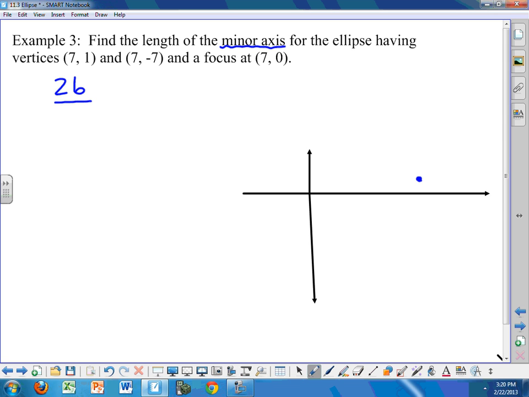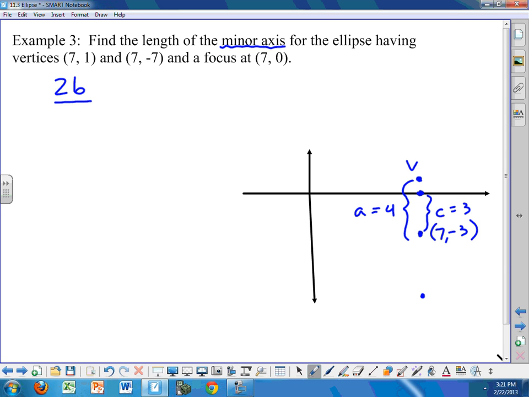So let's put (7, 1) about here, (7, -7) down about here, which tells me that the full length of the major axis is 8, putting the center here at (7, -3). So that's the first step, that we have that value. And of course, if this is a vertex and that's the center, then we have an a value of 4. The other thing we know is that one of the foci is at 0, so that tells us that c is equal to 3.